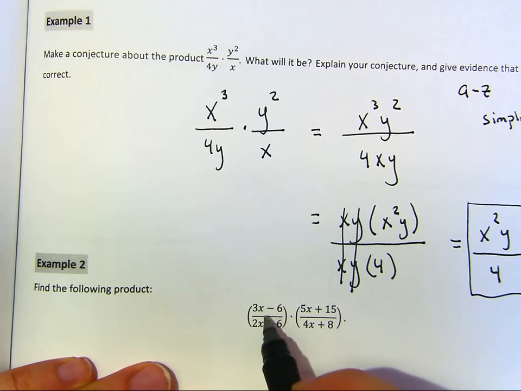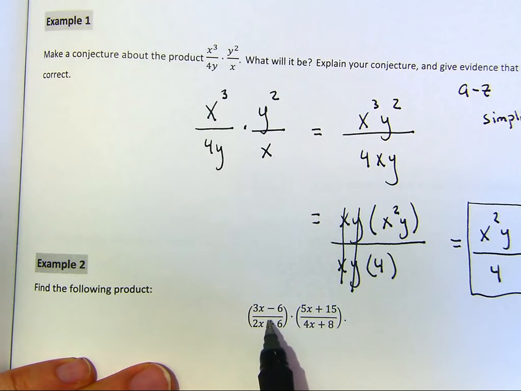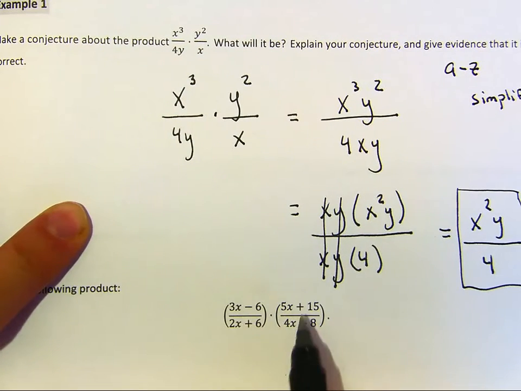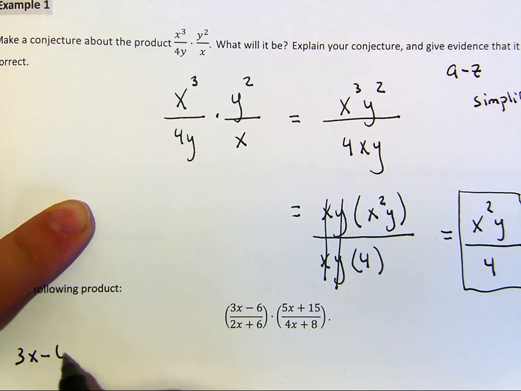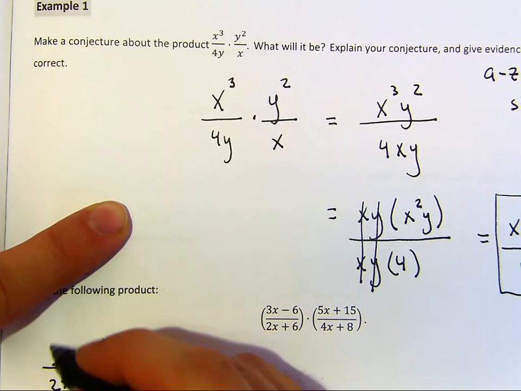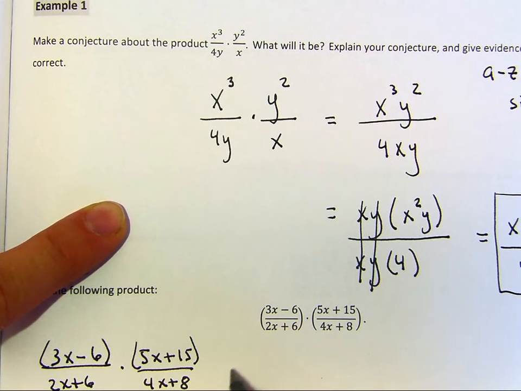This. Okay. Here I have 3x minus 6 over 2x plus 6 times 5x plus 15 over 4x plus 8. Now for this problem here, notice that what can I do? I can multiply straight, right? So here, if I have 3x minus 6 over 2x plus 6 times 5x plus 15 over 4x plus 8. Now, if you're thinking, oh, let me FOIL this, you have the right idea. You can just FOIL this. You say, like 3x times 5x is 15x squared, blah, blah, blah.